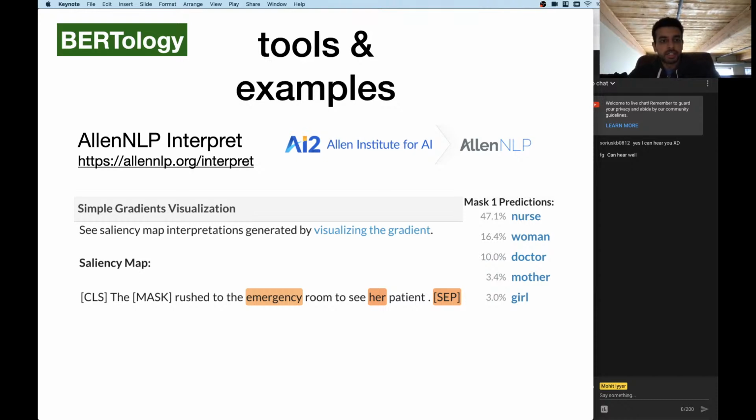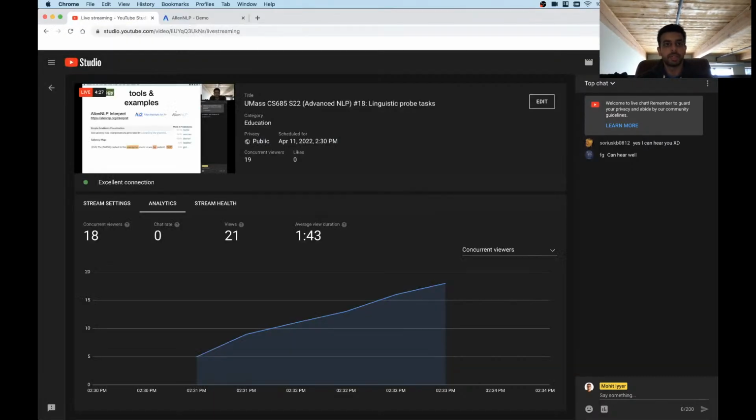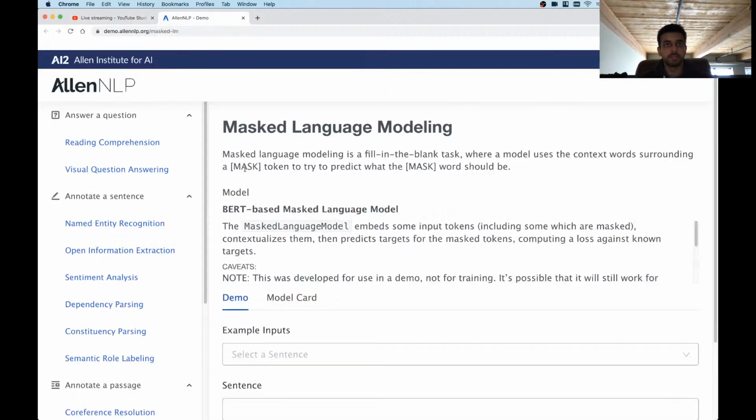So there are other tools that go beyond just looking at the parameters to looking at the gradient, which can be very useful in determining, for example, which words a model is paying attention to the most when it is trying to solve a particular task. So AllenNLP has this tool called Interpret that allows you to make some sort of simple gradient visualizations to help interpret why the model is behaving a certain way. So I thought we could check that out. Let me go over here.